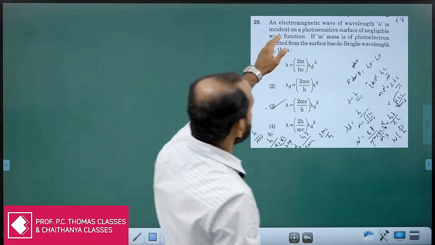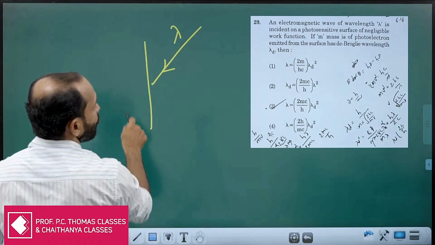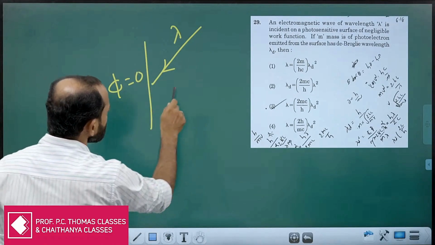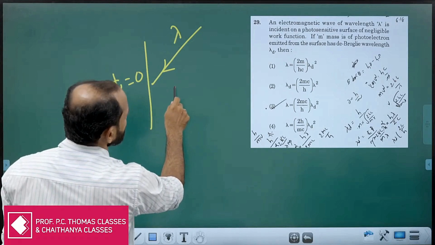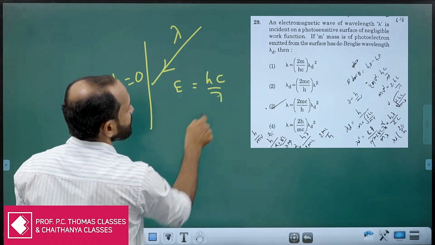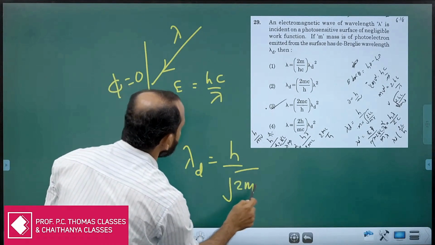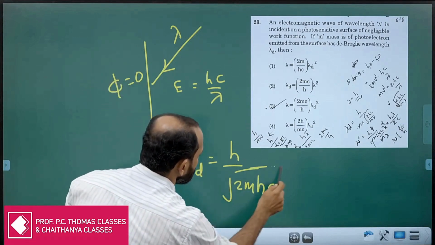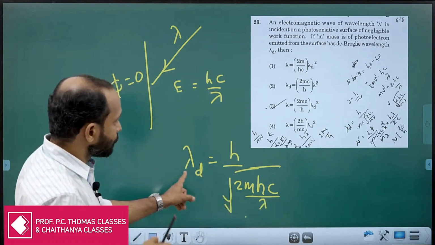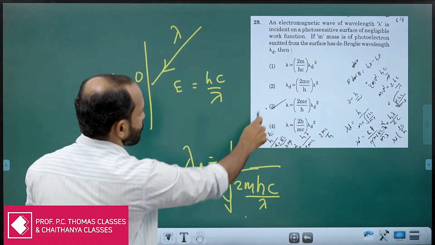See, in this question, electromagnetic wave of wavelength lambda is incident, and work function is taken negligible, so we take it as 0. So what is that? Maximum kinetic energy E is equal to half m v square, that is equal to hc by lambda. The de Broglie wavelength lambda d is equal to h by root of 2mE. E is hc divided by lambda. Lambda comes within the root. In terms of lambda d, lambda d should have a square. So the correct answer is third option.